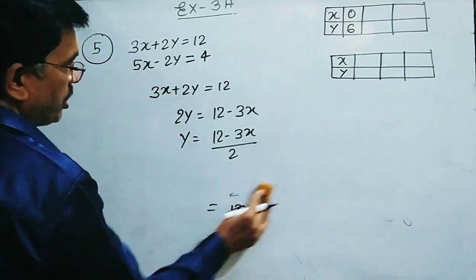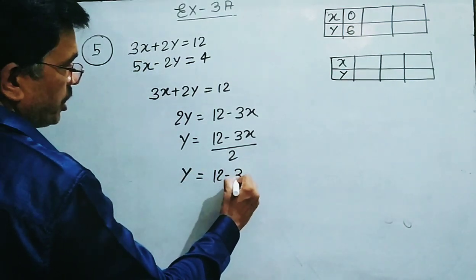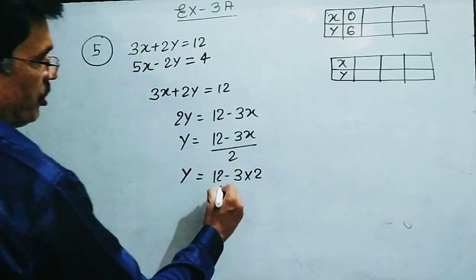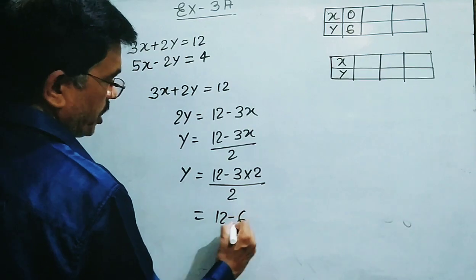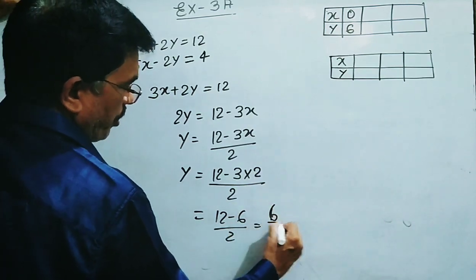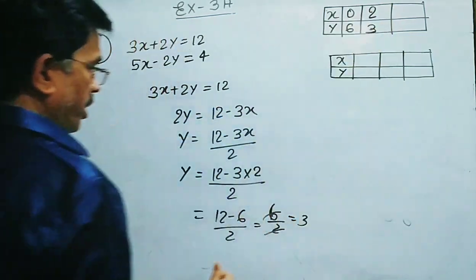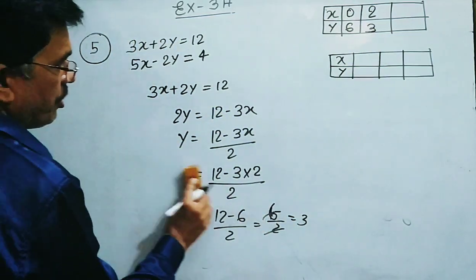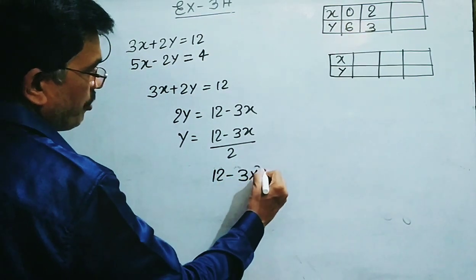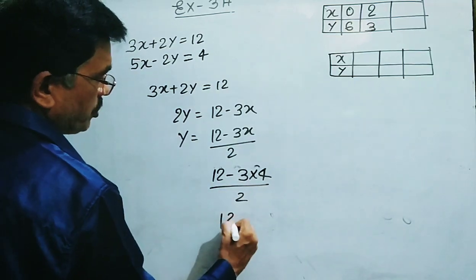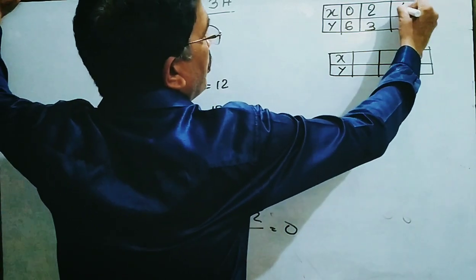Next, now write x is equal to 2. Then y is (12 minus 3 into 2) by 2, that is (12 minus 6) by 2, that is 6 by 2, here it is 3. So when x is 2, y is 3. Now write x is equal to 4. Then y is (12 minus 3 into 4) by 2, that is (12 minus 12) by 2, that is 0. So when x is 4, y is 0.